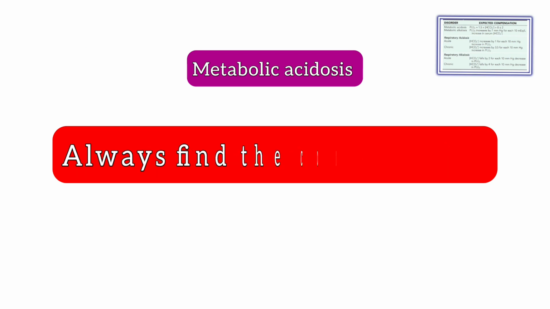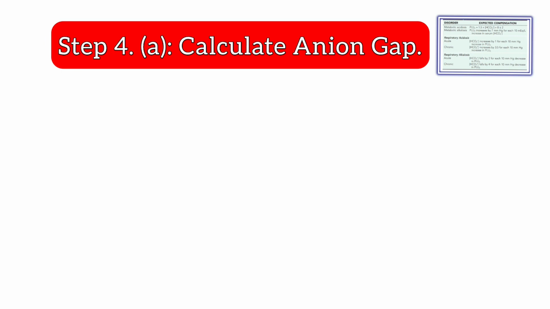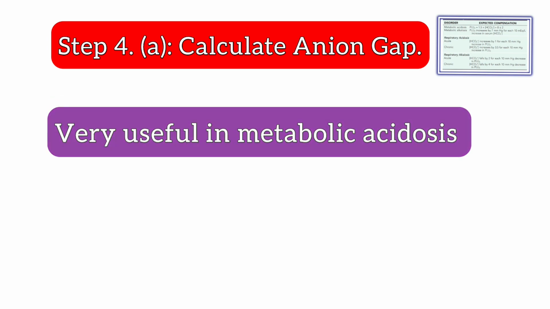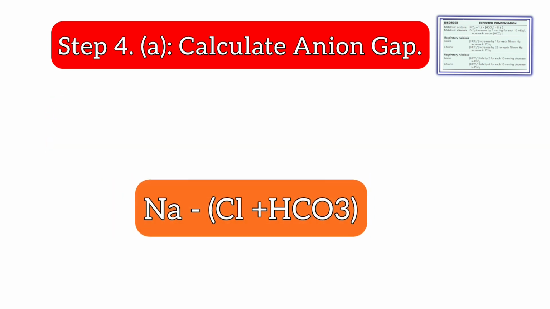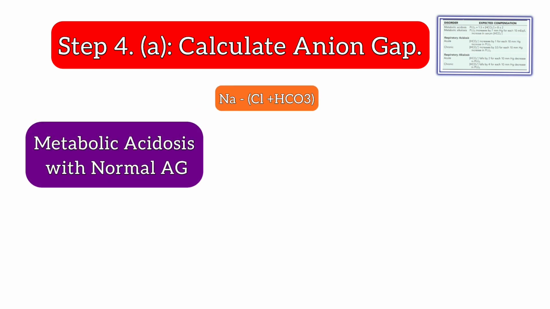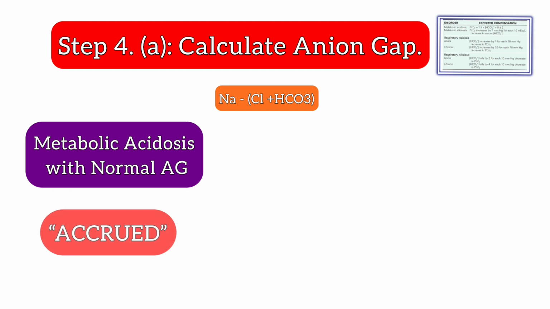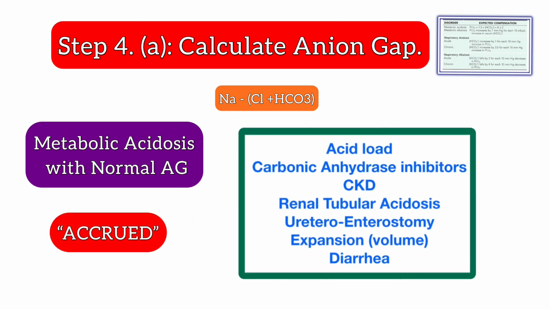Simple, isn't it? Next step is to calculate the anion gap. Always remember to calculate the anion gap, especially in the case of metabolic acidosis. Repeating again, anion gap is sodium minus chloride plus bicarbonate. Its normal value is 8 plus minus 4, so it is usually around 10 to 12. If in a case of metabolic acidosis the anion gap is normal, then it is most likely hyperchloremic metabolic acidosis, and the possible causes can be summarized by the mnemonic ACROIT.